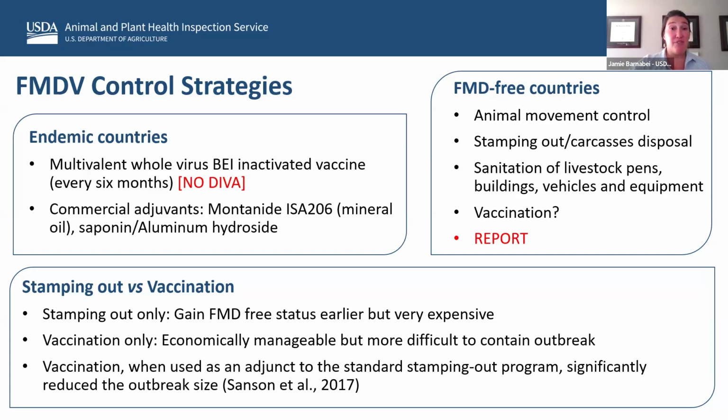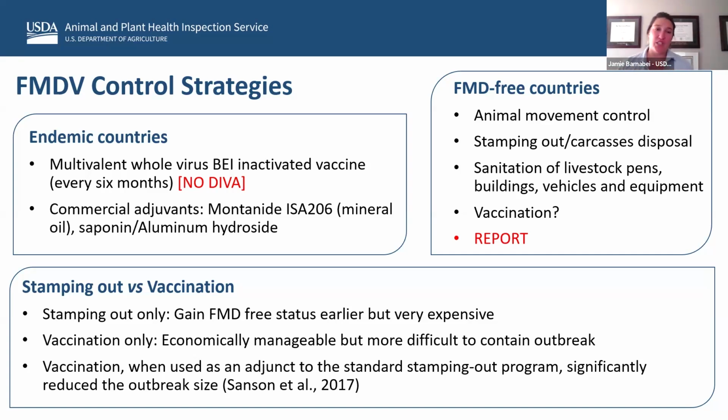All right, for FMDV-free countries, we are relying on things like movement control, stamping out, carcass disposal, sanitation, decontamination, and biosecurity. Biosecurity for everywhere, all the time, for all of the things. Vaccination is a tool that we have if we were to have an outbreak and it were to exceed our capability to stamp out. And then reporting is a big component of this. And again, reporting is based on transparency. So when you look at those maps based on reporting, take it with a grain of salt. It's always an underrepresentation of what is actually circulating at any time.